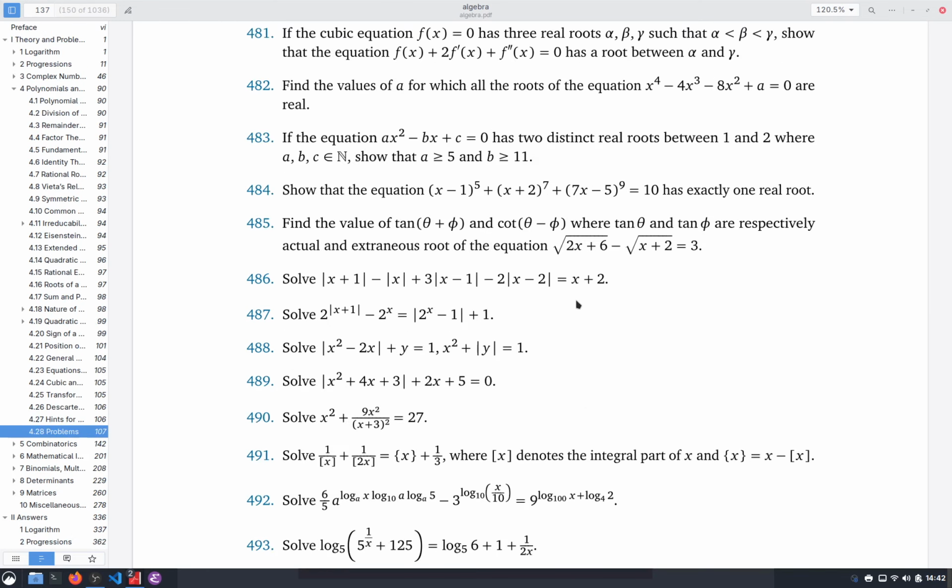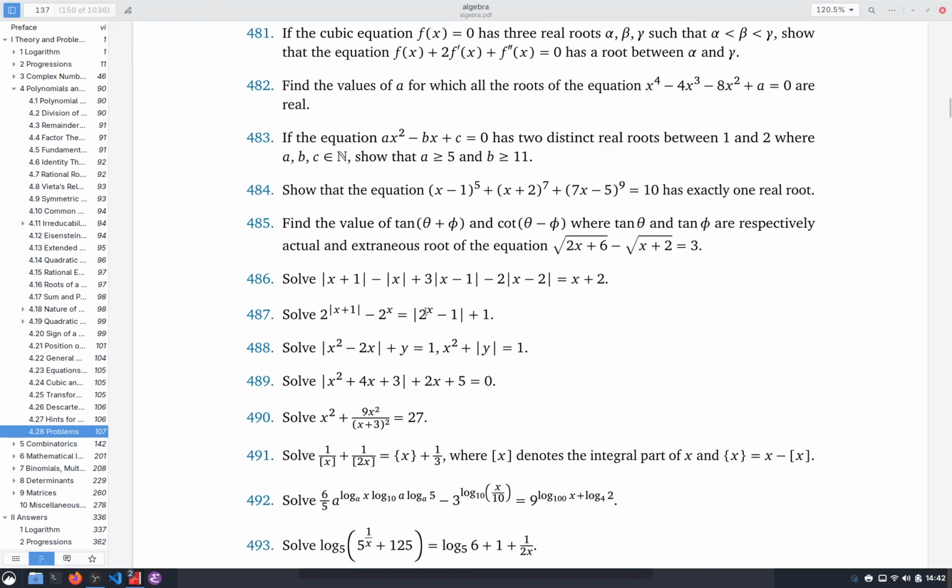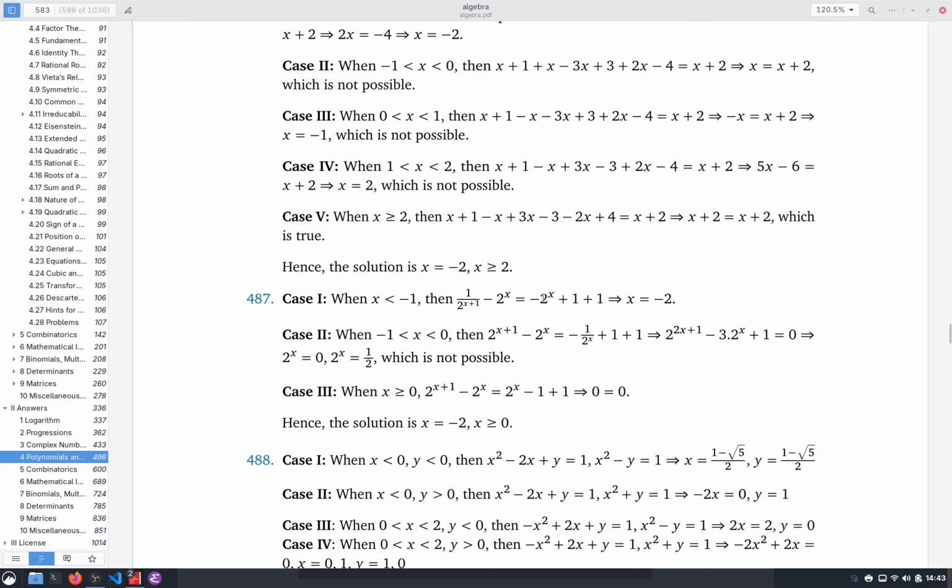So here you might ask that, I have not explained this side, let me explain it. So our condition is x less than -1. So if x is less than -1, 2^x will be less than 1. So this entire term will become negative. So that's why we have the negative sign.